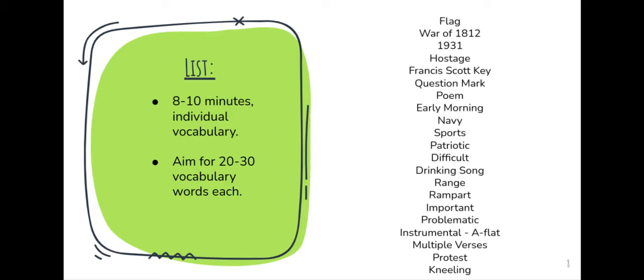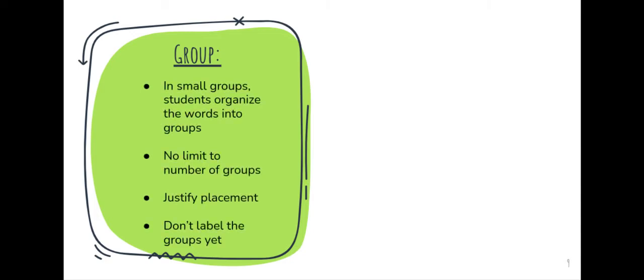So when I think of the national anthem, here are my 20 or so words that come to mind. You'll notice some of them are phrases as well, like War of 1812, early morning, drinking song, instrumental A flat, etc. In the group step, students are going to work in small groups and combine their vocabulary lists.